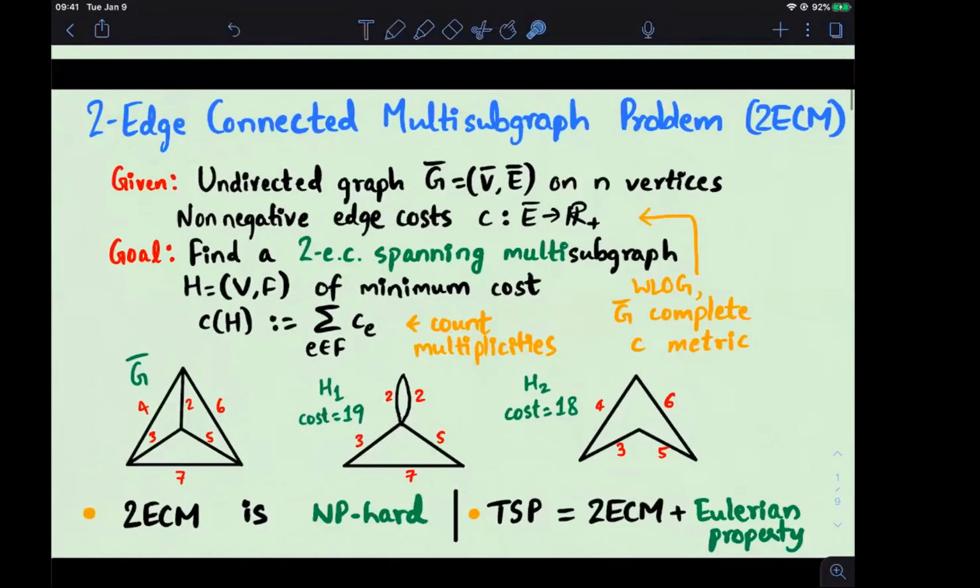This problem is NP hard, so our aim is to obtain approximation algorithms for this. Another quick remark is that there's a very well-known problem called the traveling salesman problem that can be seen as 2ECM plus the Eulerian property, i.e. we want the 2-edge connected subgraph to be such that every vertex has even degree in it.